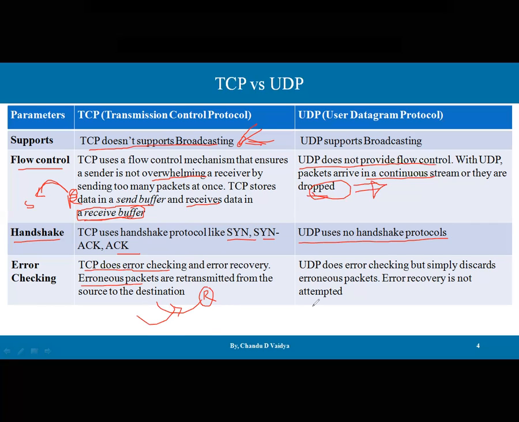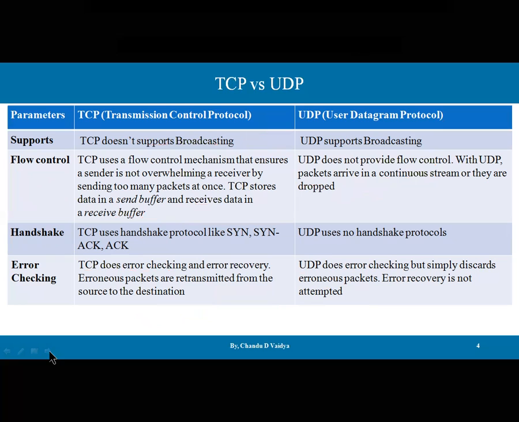and that tracking is kept with the TCP header format. UDP does not provide error checking, but simply discards the erroneous packet, and error recovery is not attempted. So here 100% reliability is possible, but there it is not possible. So these are also differences between these two.